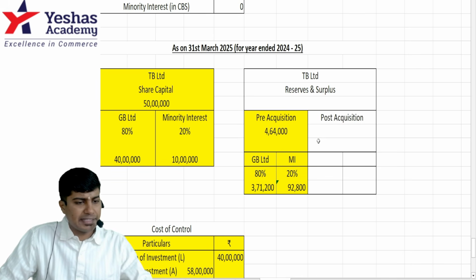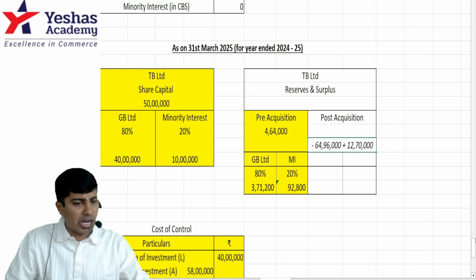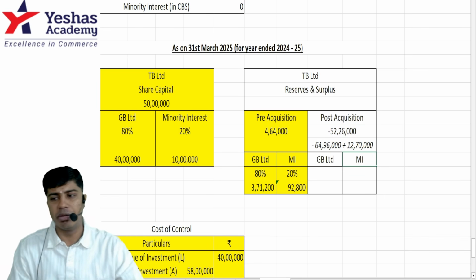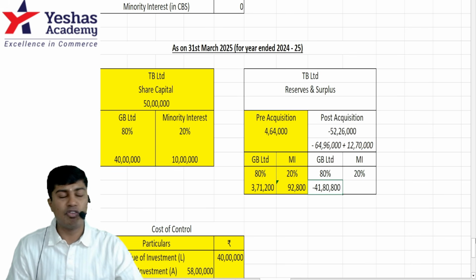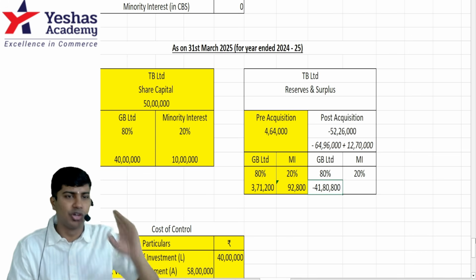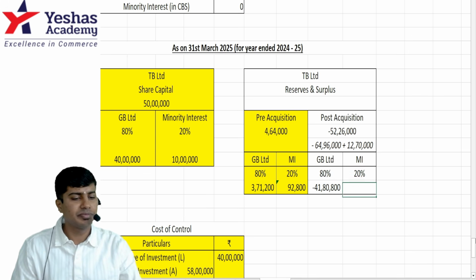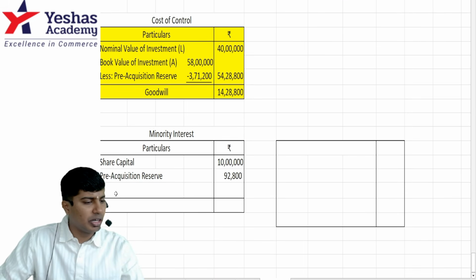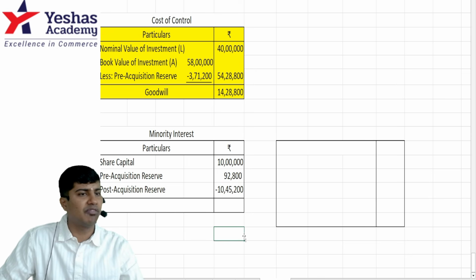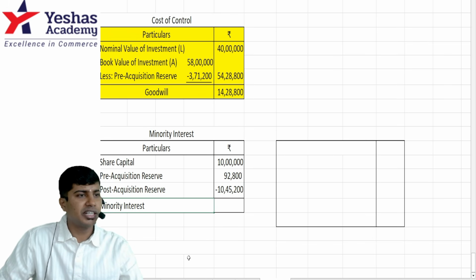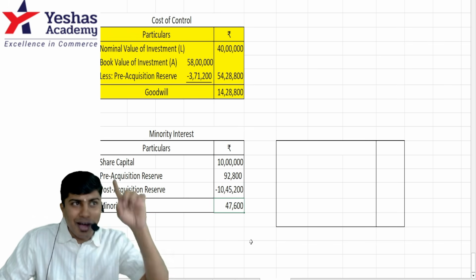Minus 64 lakh 96 plus 12 lakh 70 is 52 lakh 26. Share it between holding and minority. Holding 80, minority 20. 41 lakh 80,800 will go to consolidated balance sheet, revenue reserves. Don't worry. How about 20%? 10 lakh 45,200. This I would have to write here. Minority interest post acquisition, minus 10 lakh 45,200. Understood? Yes. Now identify minority interest. It is positive.